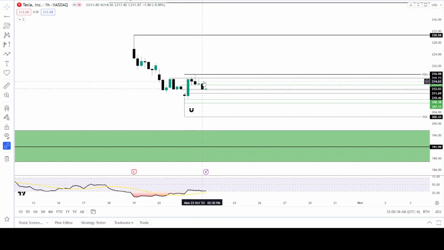But not any major selling. I mean, that high was 217, down to 211, 212. So nothing too crazy compared to this rally we saw here.